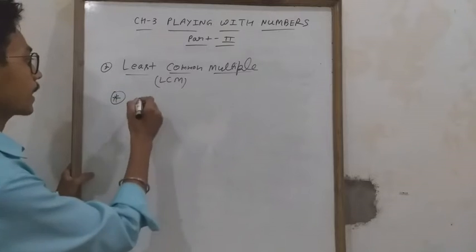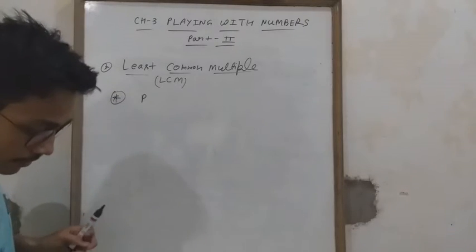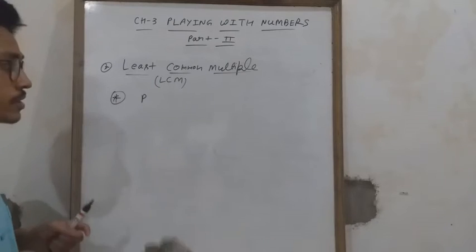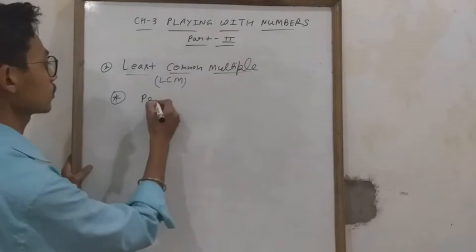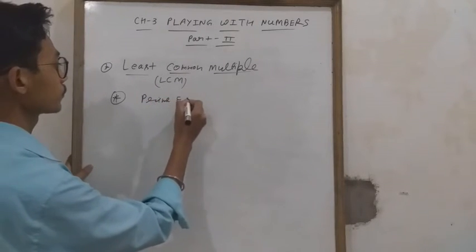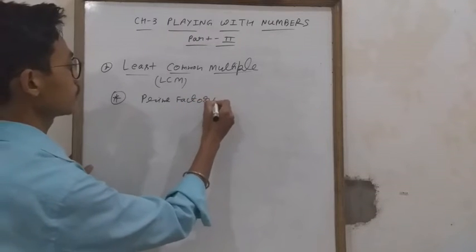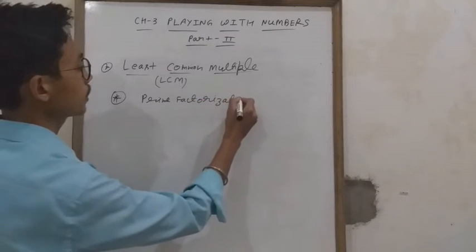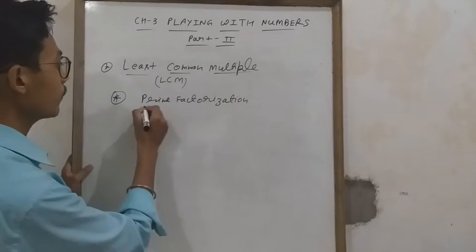First is prime factorization. First I will explain prime factorization. Next is division method. So first is prime factorization. With the help of prime factorization we will find out. This is a little bit different from the HCF method, student.